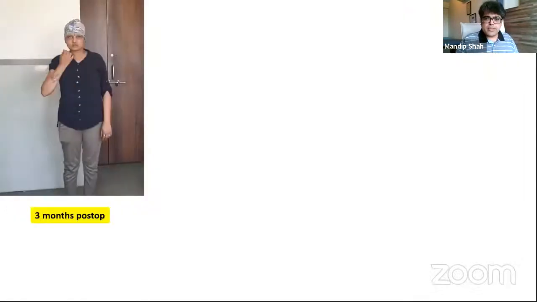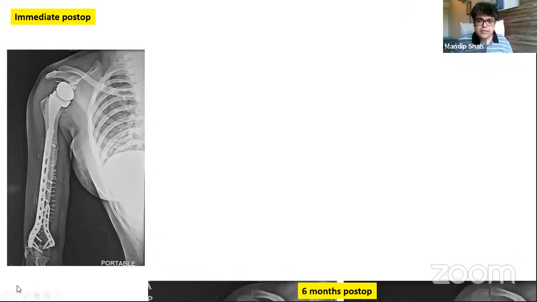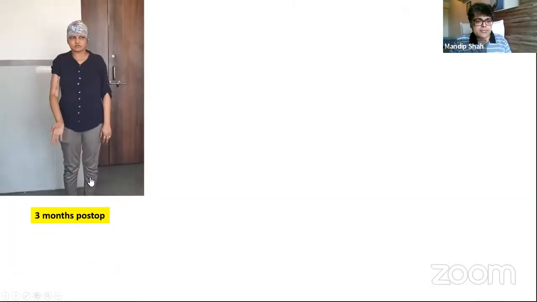Okay, so as you can see, the osteotomy has very well united. As you can see here, the osteotomy has very well united in 6 months' time. And this plate was overlapping with the tip of the stem, to prevent any stress riser in this area. And this is at the end of 3 months.